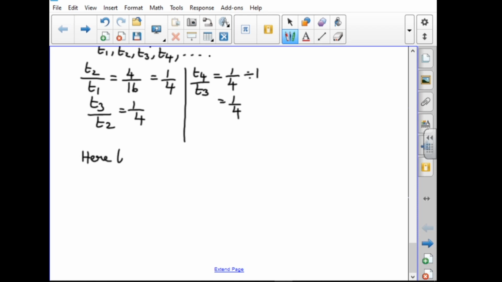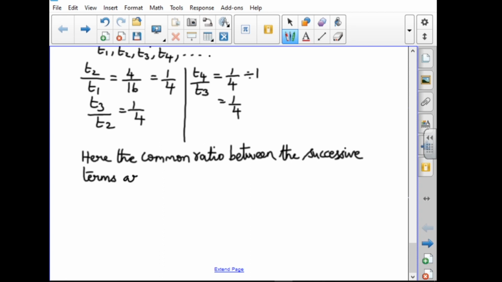Here the common ratio between the successive terms are equal. Hence, the given sequence is a GP.